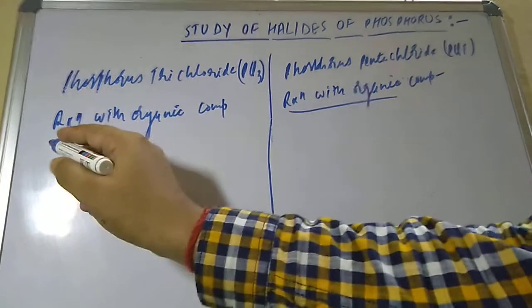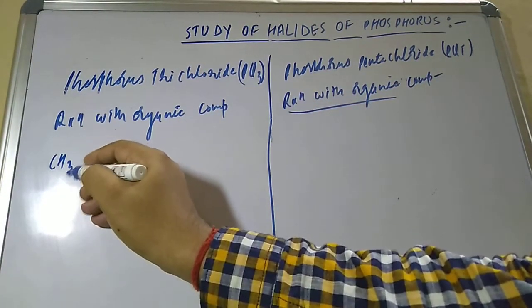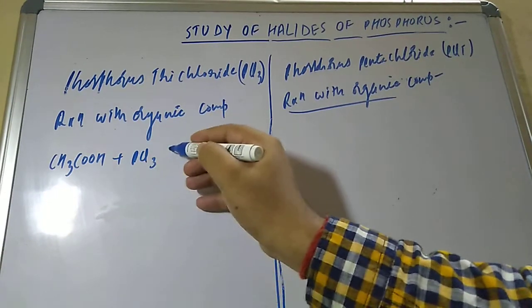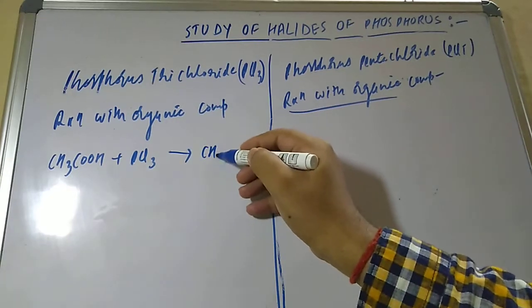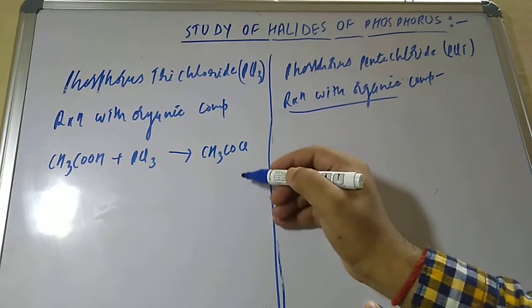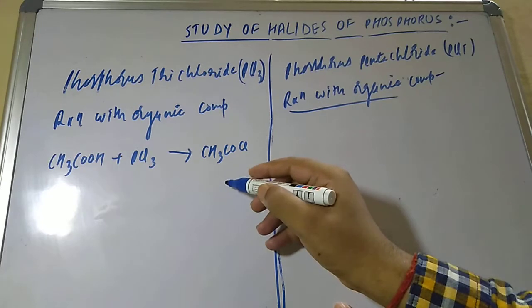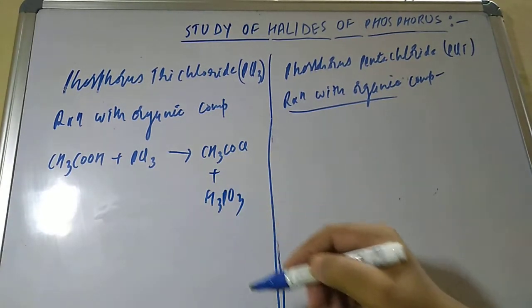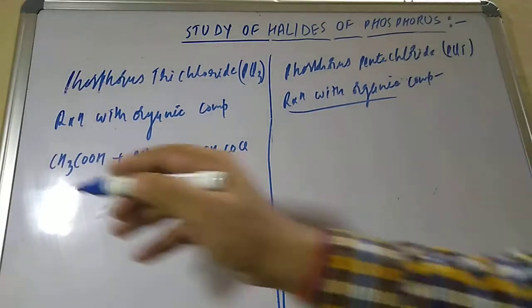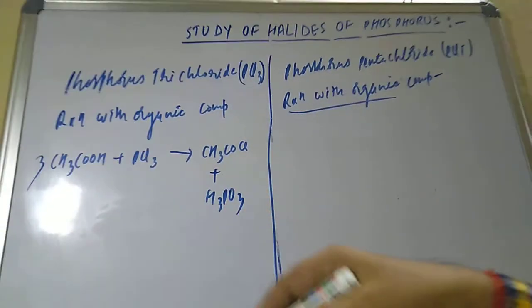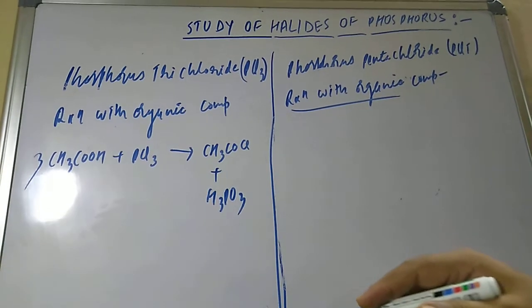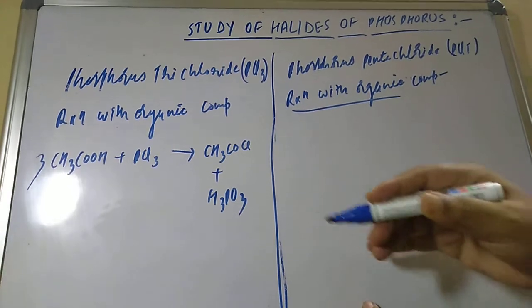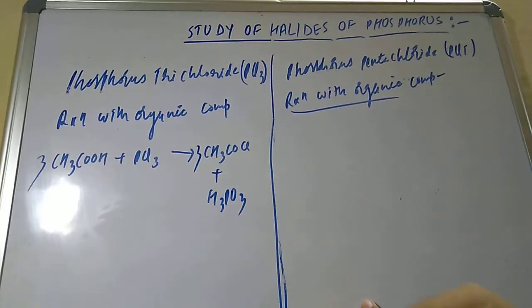Here you see, if you take acetic acid and treat it with PCl3, what will it give? CH3COCl plus H3PO3, phosphorus acid. Here you can multiply by 3 to balance, and here it is giving 3 moles.